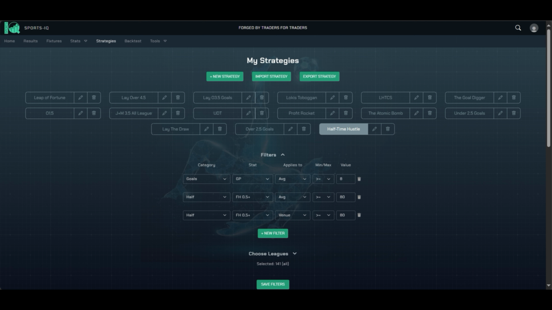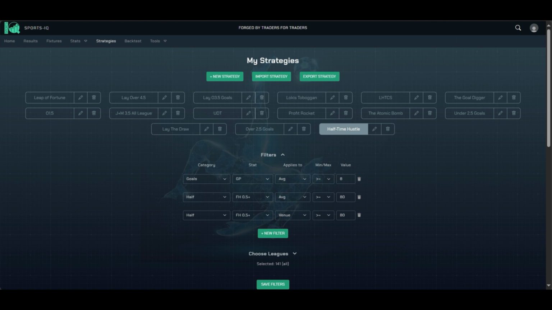So filter 1, we set the first half goals 0.5 plus average to over 80%. This filter tells us that in the selected games there's a high probability that at least one goal will be scored within the first half based on historical data.